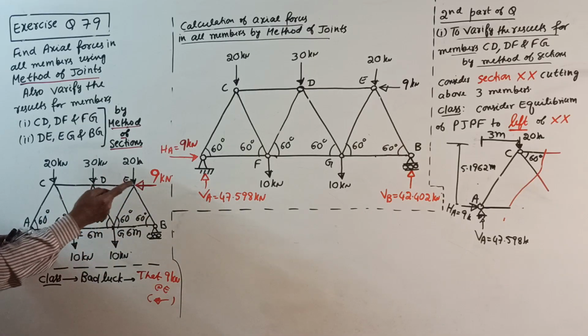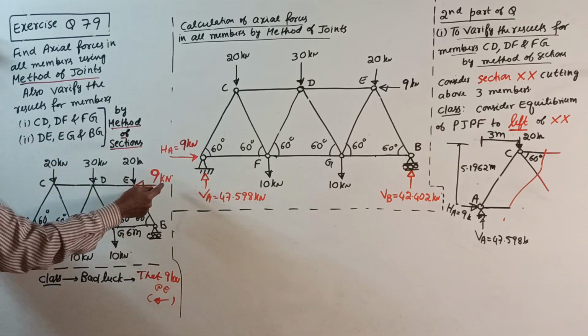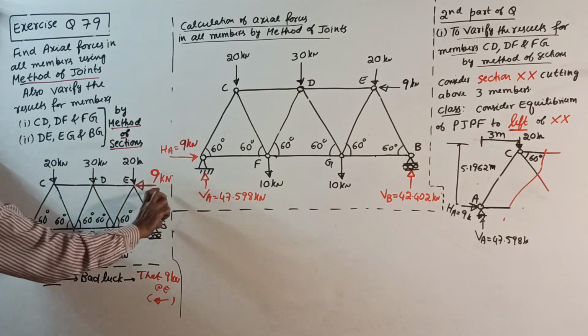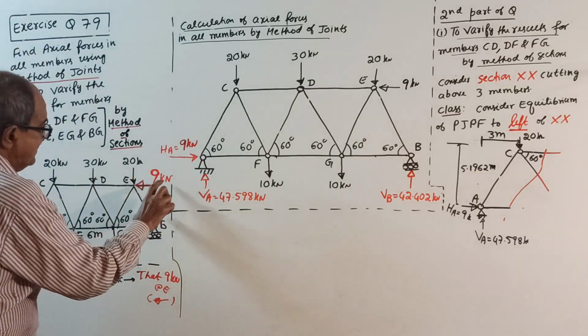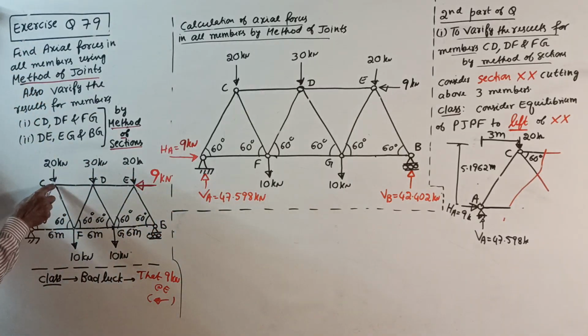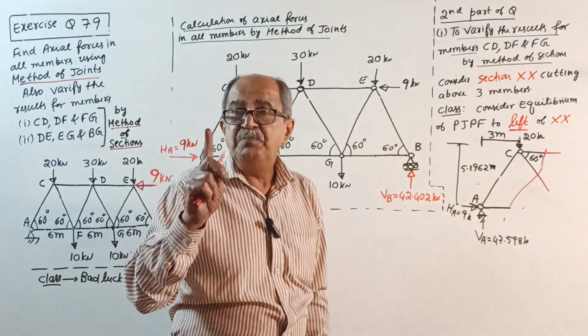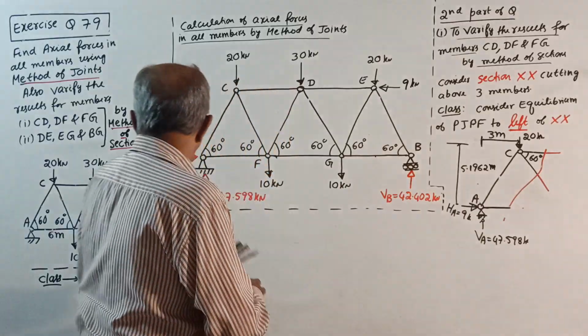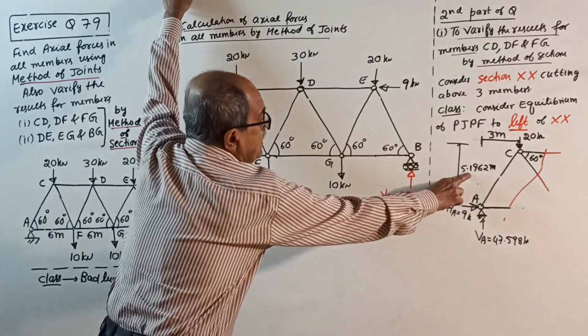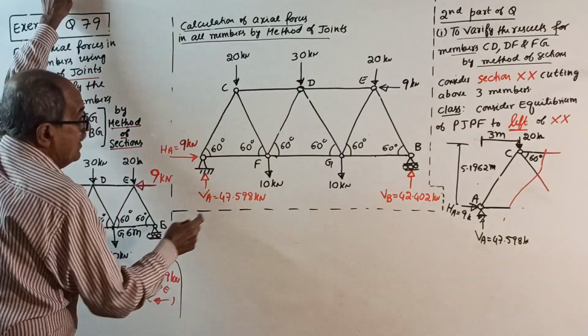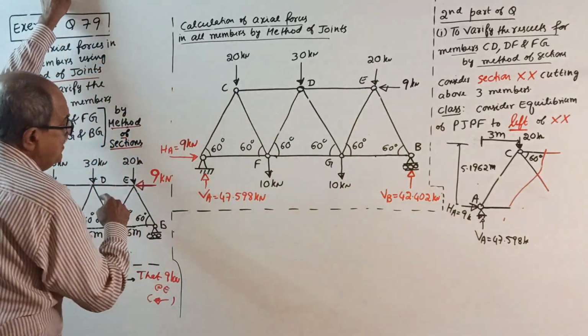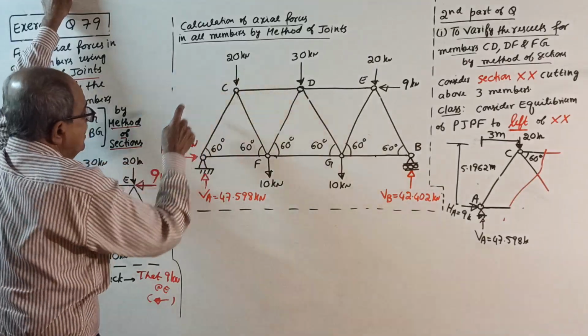Then the troublemaker, minus 9 into this height. You require this height. You see the triangle here? Tan 60 equals that height divided by 3 meter. You get this height as 5.1962 meter. Find reaction VB, sigma V equals 0 gives VA, sigma H equals 0 gives HA.